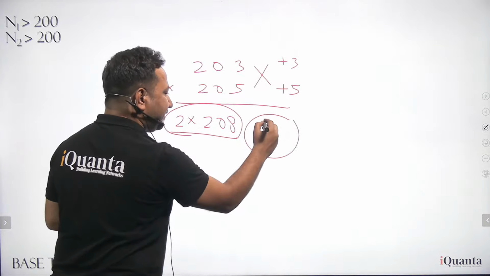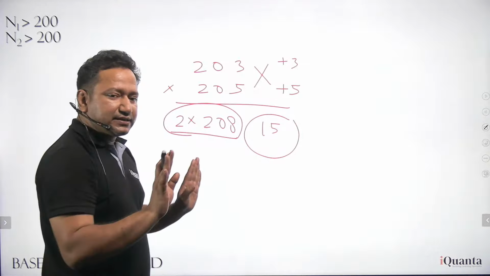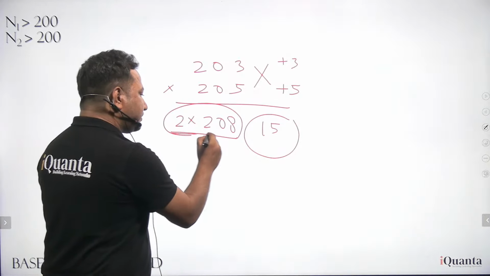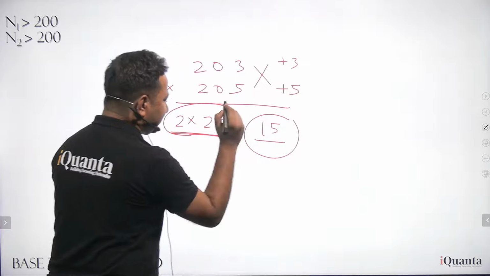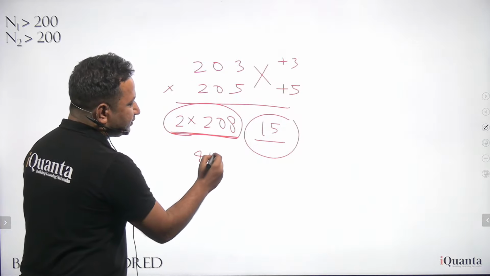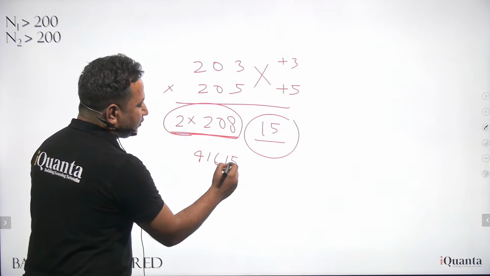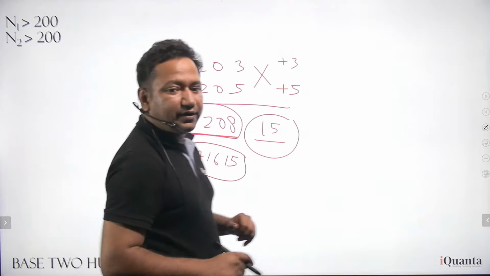Here we'll get 3 times 5 is 15. We'll leave 15 like this. We'll multiply 2 with the sum, and we'll leave 15 like this. So here we get 41615. This is our answer.